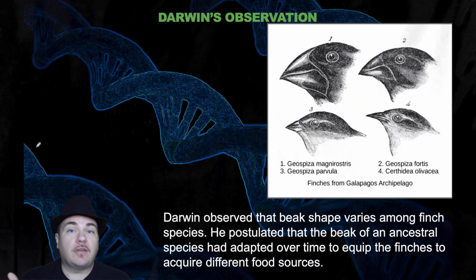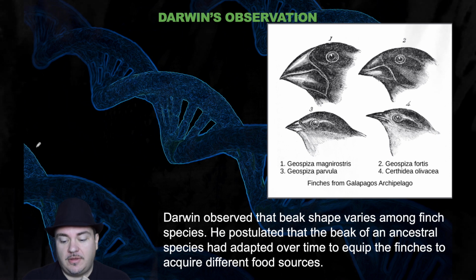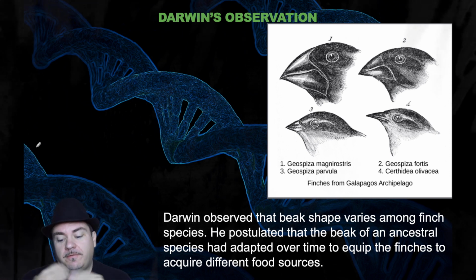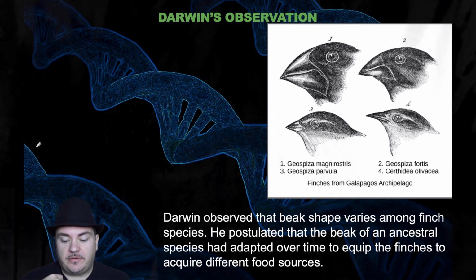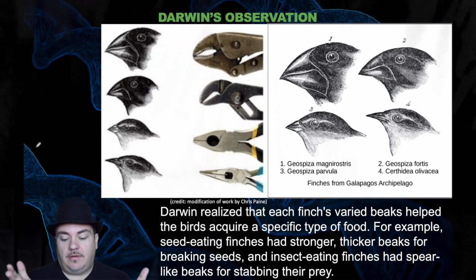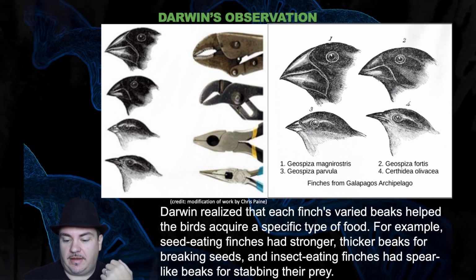Okay, so as Darwin was traveling around this planet, he observed organisms that seemed to be very well suited for their environment. For example, famously he studied the finch species in the Galapagos Islands, and he observed that their beak shape varies amongst these different finch species. He postulated that the beak of an ancestral species became adapted over time to equip the finches to acquire different food sources. For example, seed-eating birds tended to have very large, thick beaks.